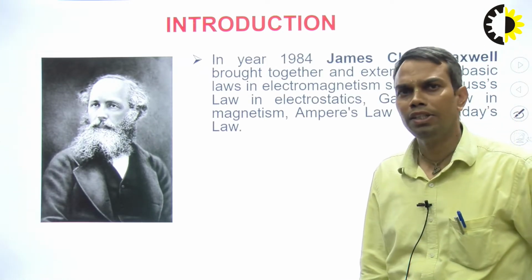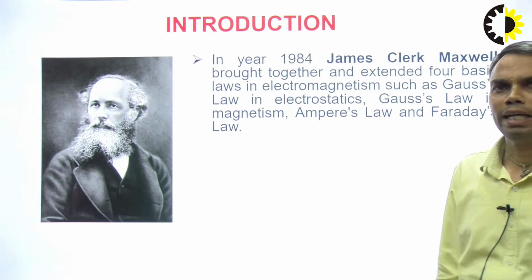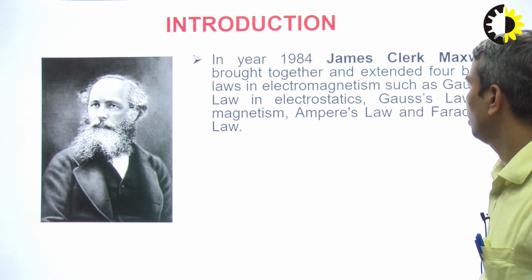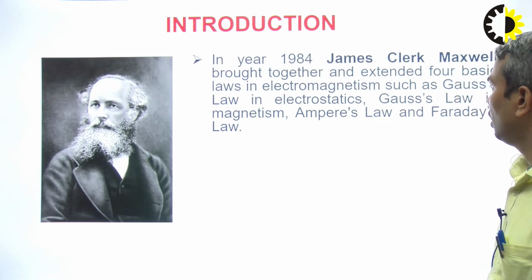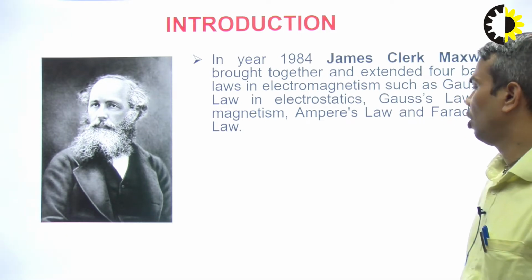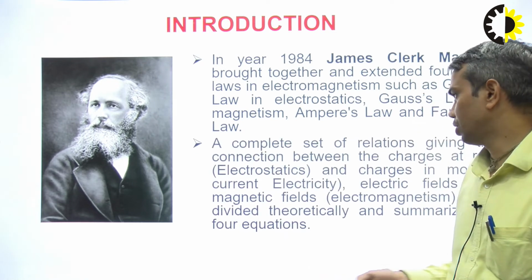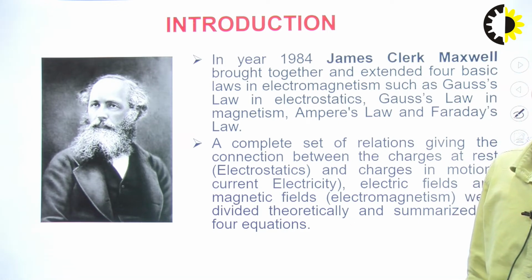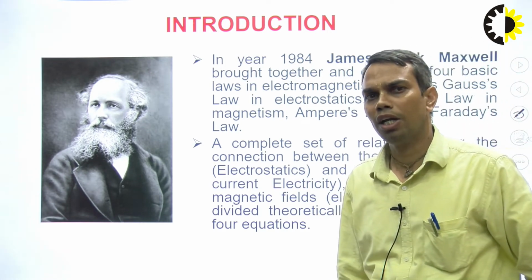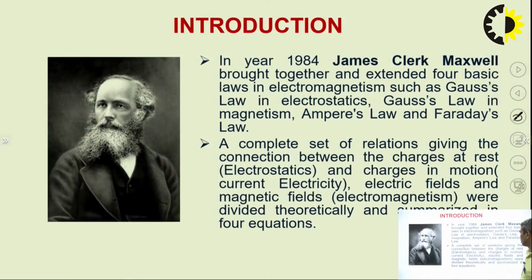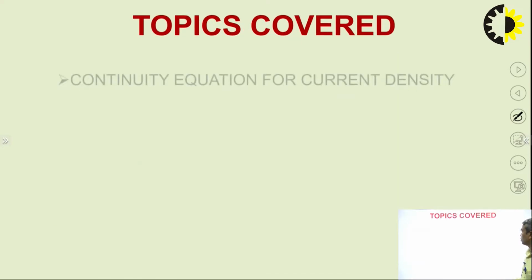In year 1984, the most popular scientist Maxwell brought together the extended laws of electromagnetism such as Gauss law, electrostatic, Ampere's law, Faraday law in the form of 4 equations known as Maxwell's equations. So, the complete set of relations giving the connection between electrostatics and charges in motion like current, electricity, electric fields and magnetic fields, electromagnetism were derived theoretically and summarized in 4 equations.